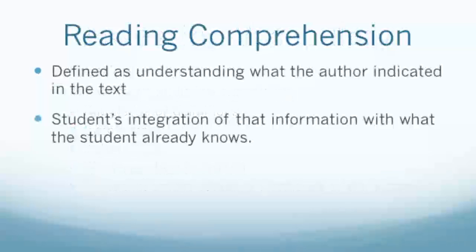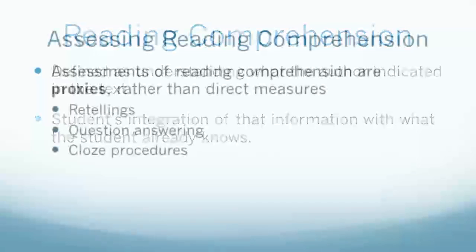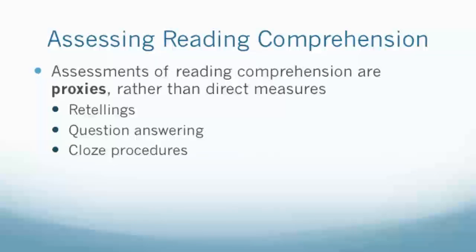Reading comprehension is the most sophisticated component of reading. Reading comprehension may be defined as understanding what the author included in the text and the student's integration of that information with what the student already knows. Since it is not possible to get inside the student's head to see if they truly comprehend a passage, we use assessments of reading comprehension that are proxies or indicators of comprehension. For example, common comprehension assessment tasks include retellings, question answering, and cloze procedures.